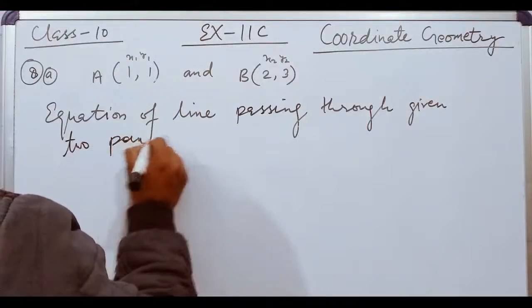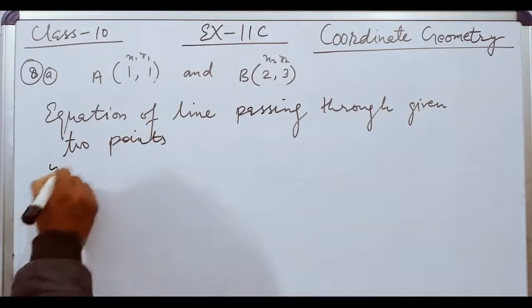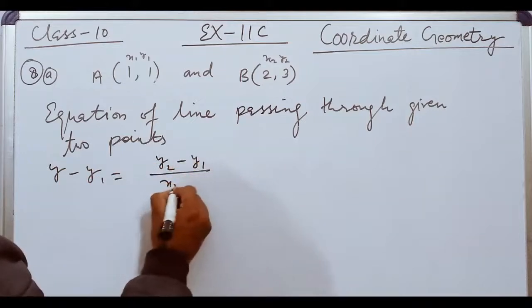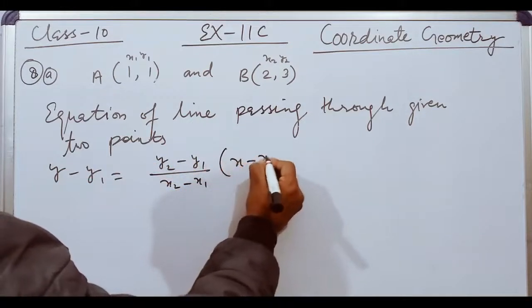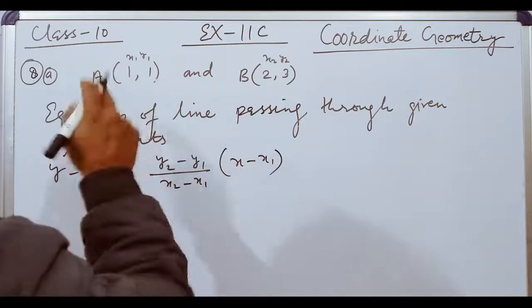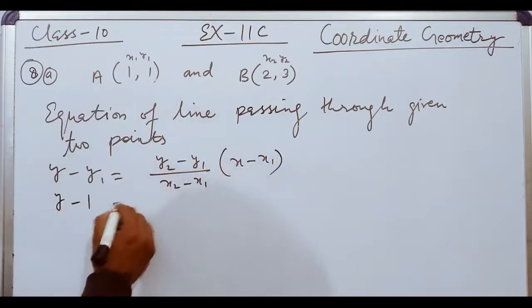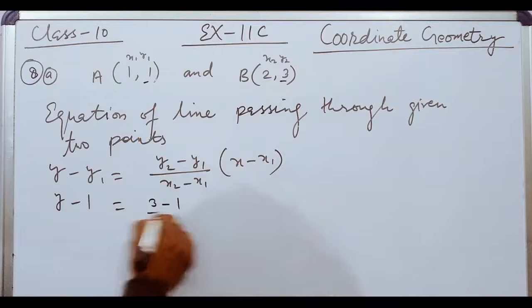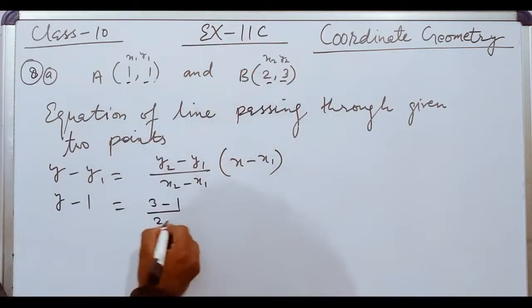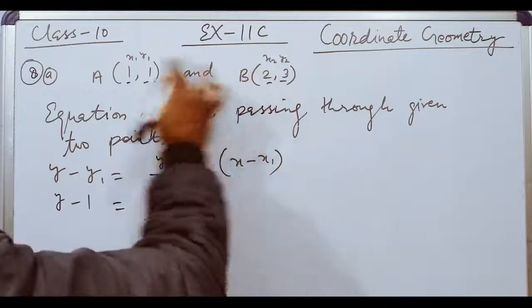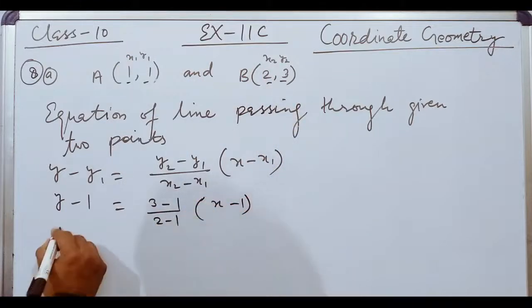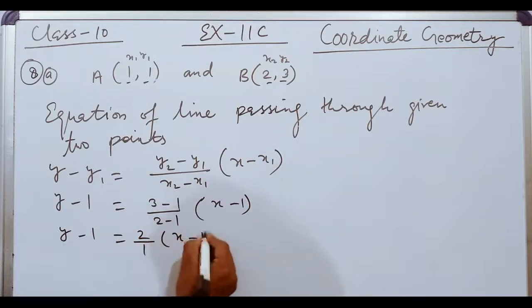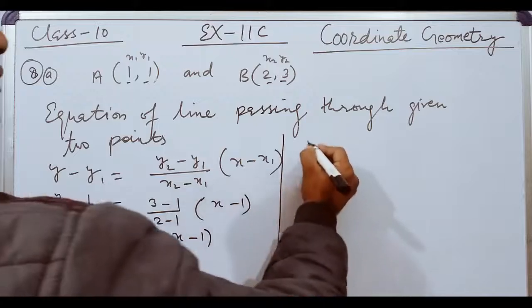What is the formula, dear students? Y minus y1 equals (y2 minus y1) upon (x2 minus x1) times (x minus x1). So y minus y1 equals y2, 3, minus y1, 1, upon x2 minus x1, 2 minus 1, times x minus x1, meaning 1. Now y minus 1 equals 2 upon 1 times (x minus 1).